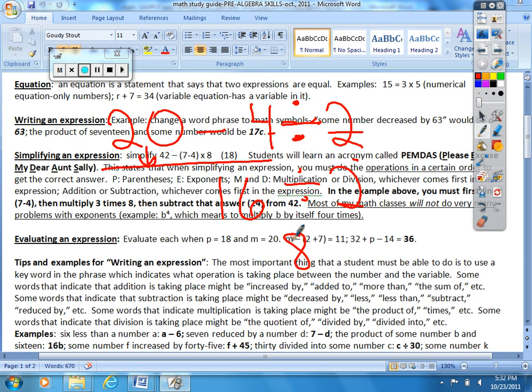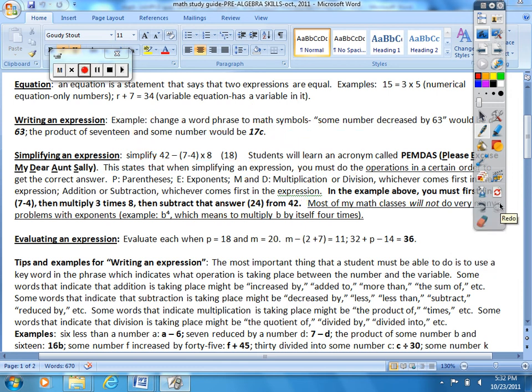So it's very important that these classes follow these rules because they will be using these all the way through high school. No question about it.